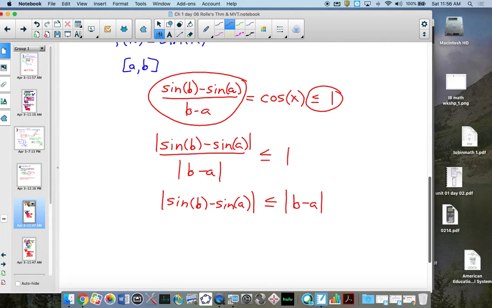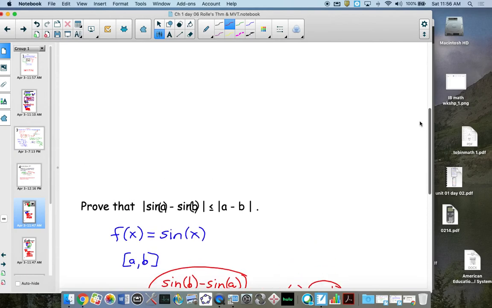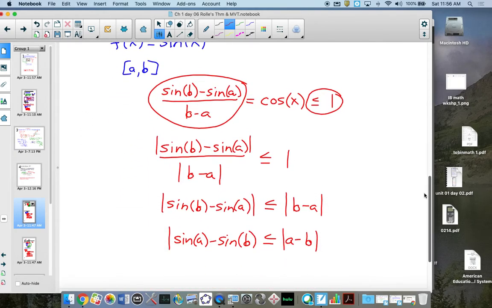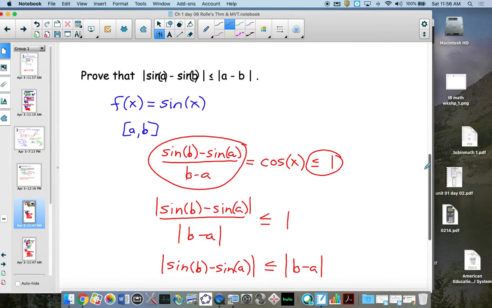And that's not quite exactly what we were trying to prove, but with absolute values, we know the absolute value of x minus y equals the absolute value of y minus x, so I can actually just switch the order of these and say sine of a minus sine of b. And same thing with the other absolute value, I could say a minus b. Fine. That's exactly what we were trying to prove. So you have to be a little clever on these problems sometimes when you see mean value theorem and Rolle's theorem. And you have to work a little bit. Sometimes just writing down some stuff and seeing where it leads you will help you solve these.